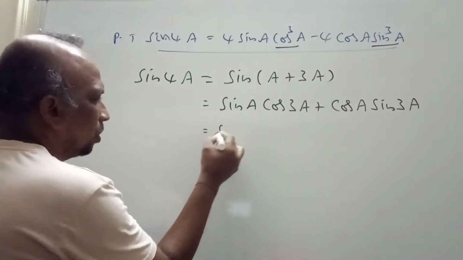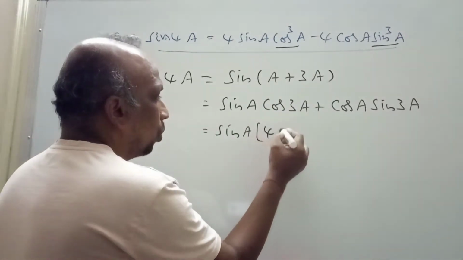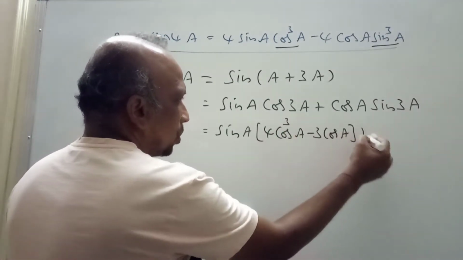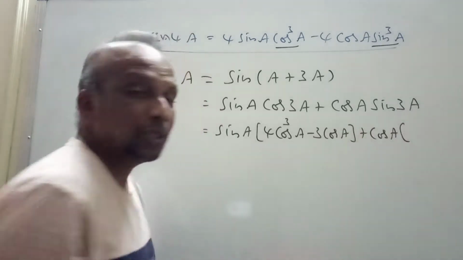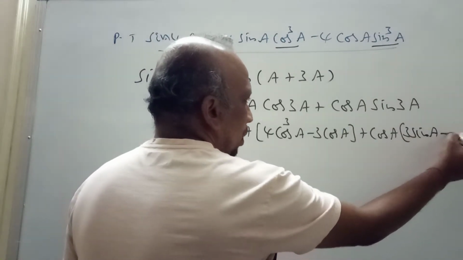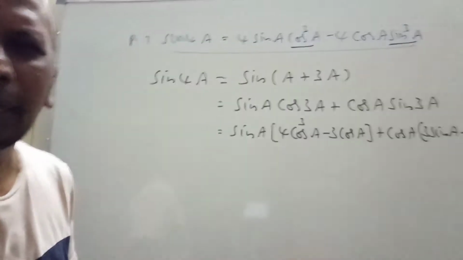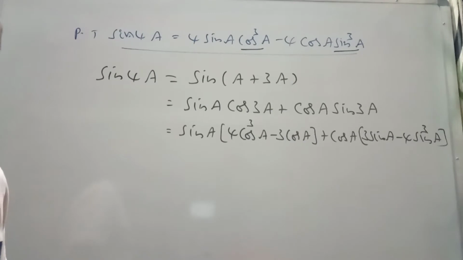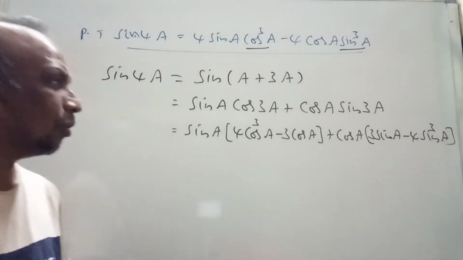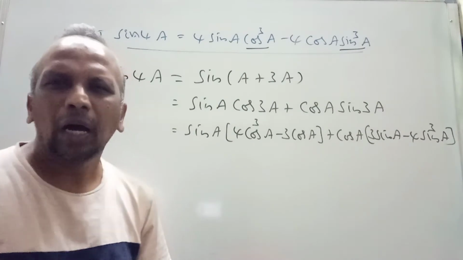Now I can write sin a into cos 3a, and cos 3a is 4 cos cube a minus 3 cos a, plus cos a into sin 3a, and sin 3a is 3 sin a minus 4 sin cube a. I have written that value for sin 3a: 3 sin a minus 4 sin cube a.